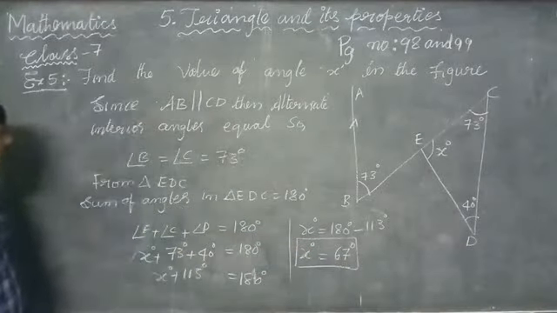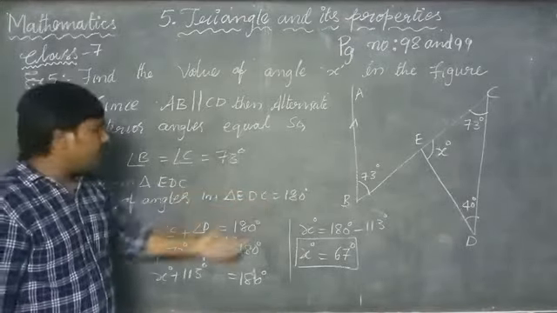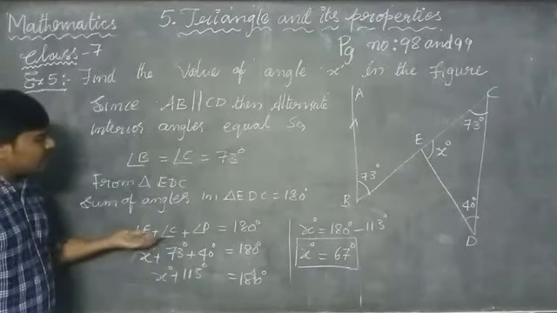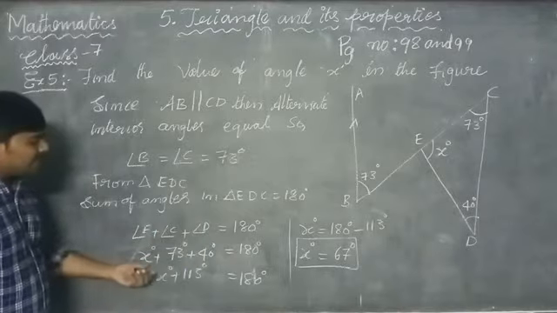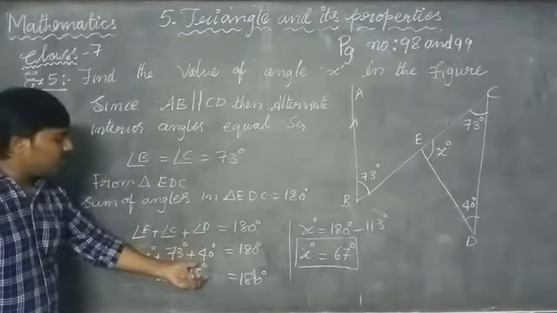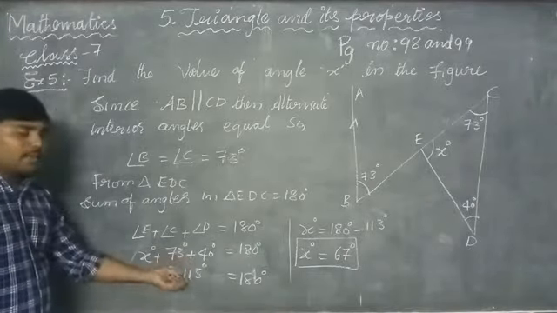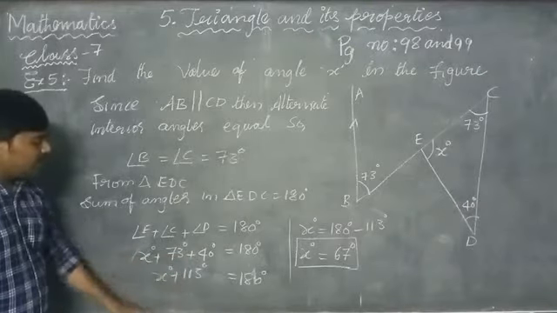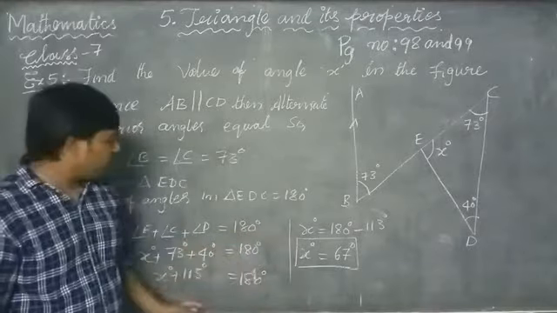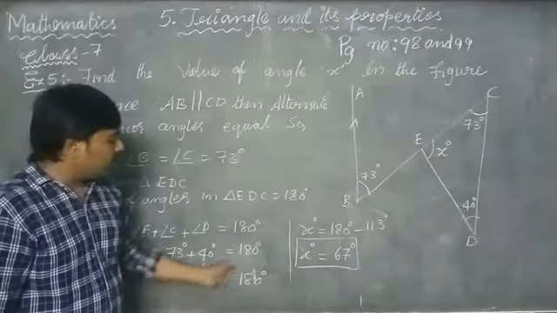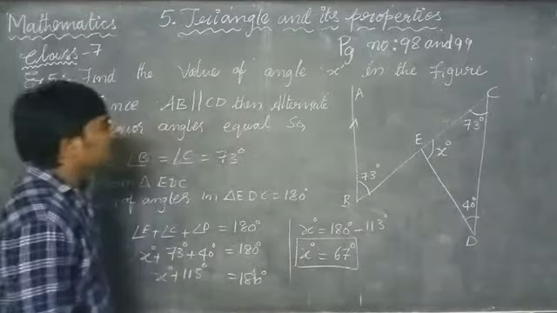67 degrees. From triangle ADC, the sum of angles in a triangle equals 180 degrees. The angles in triangle ADC are angle E, angle C, and angle D. Here angle E equals x degrees, C equals 73 degrees, D equals 40 degrees. Then the sum equals 180 degrees. If you sum 73 plus 40, it is 113 degrees. Then x degrees plus 113 degrees equals 180 degrees. If we transpose 113 to the other side of the equals sign, we get x degrees equals 67 degrees.